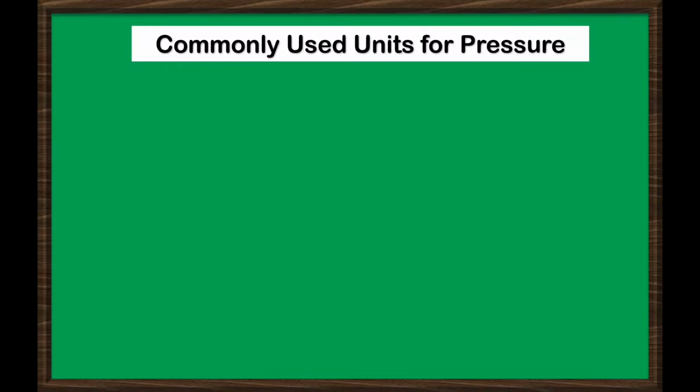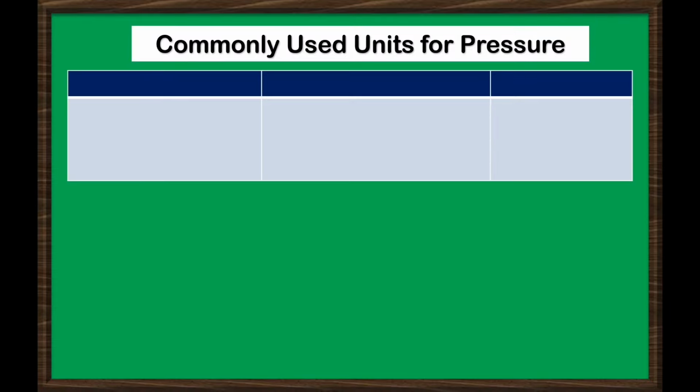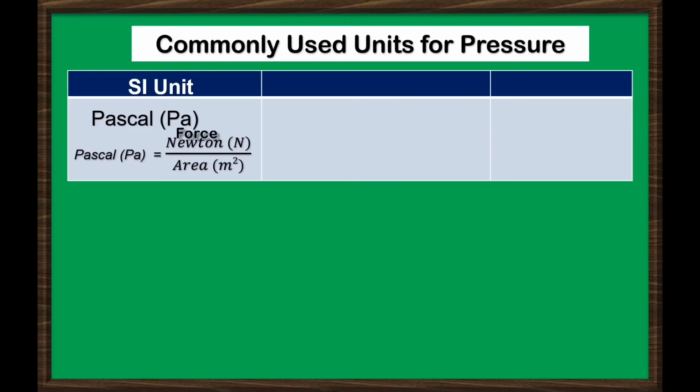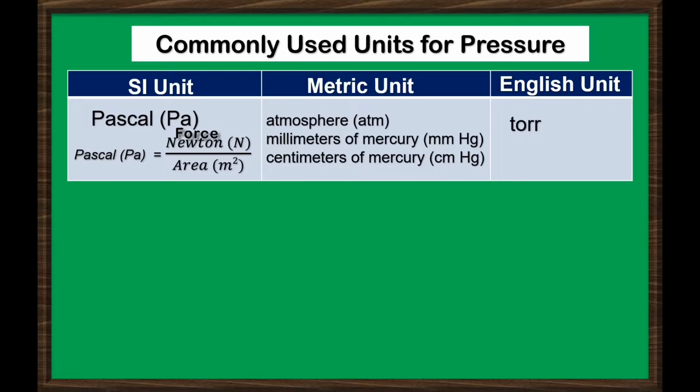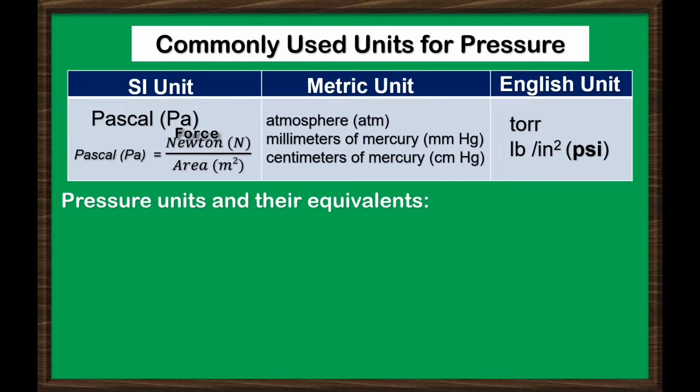Commonly used units for pressure. The SI unit or the standard unit for pressure is Pascal. Remember, Pascal is simply Newton per meter squared. For metric unit, we have atmosphere, millimeters of mercury, and centimeters of mercury. And for the English unit, we have torr and pound per square inch or PSI. Here are the pressure units and their equivalents.